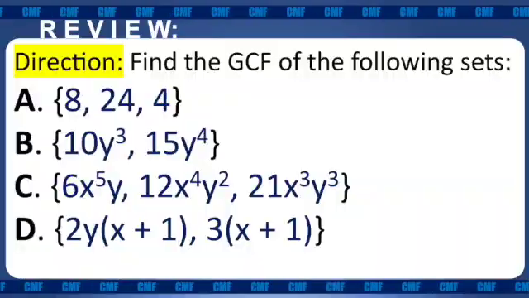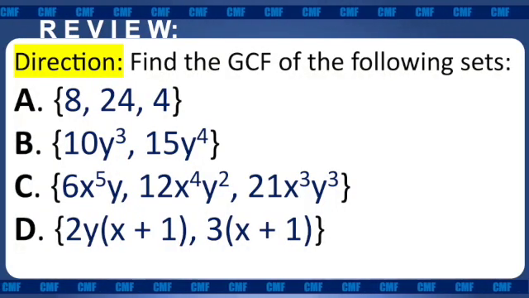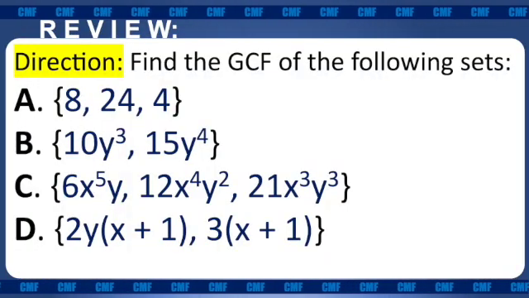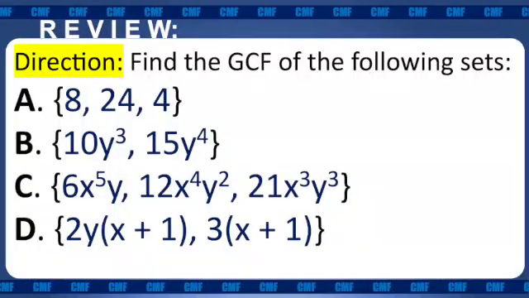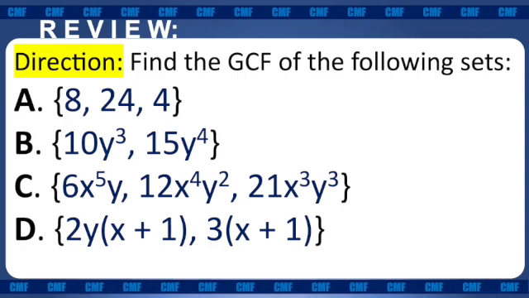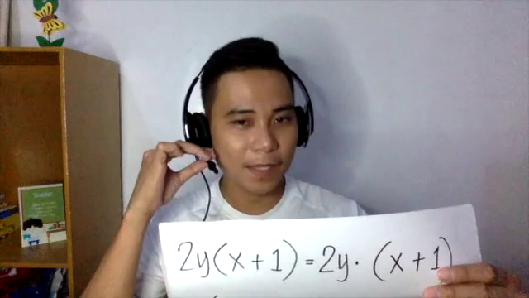Next, for the letter D, we have 2y times (x + 1) and 3 times (x + 1). It's quite confusing at first, but it's very easy compared to the other examples. Take a look. The operation between the 2y and the x + 1 is multiplication. So when we try to get the factors or prime factors for those particular polynomials, we have this.